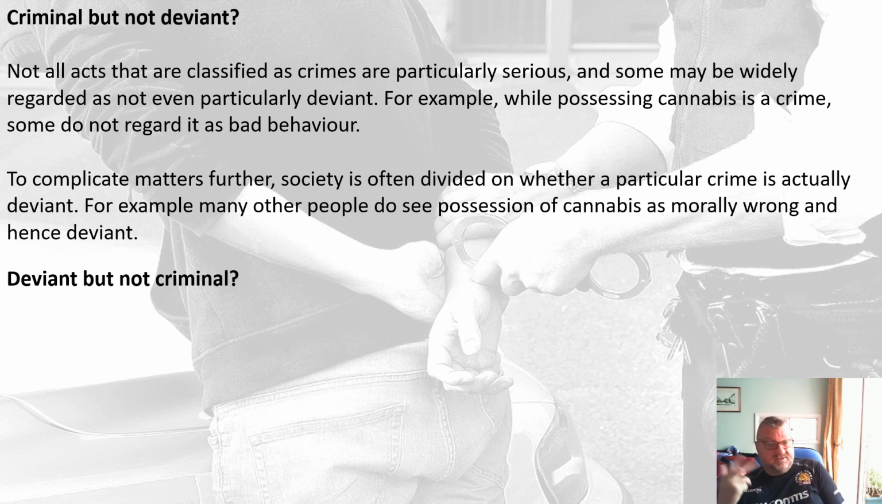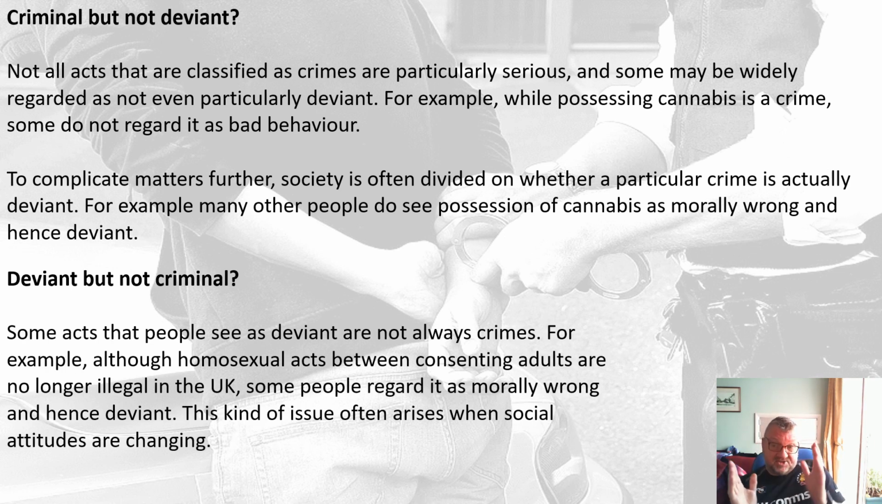And then deviant but not criminal? Well, some acts that people see as deviant are not always crimes. For example, and we're going to do this in much more detail in AC1.2, although homosexual acts between consenting adults are no longer illegal in the UK, some people regard it as morally wrong and therefore deviant. So this kind of issue often arises when social attitudes are changing. So that's crime and deviance, an introduction, a basic idea of what the two are.